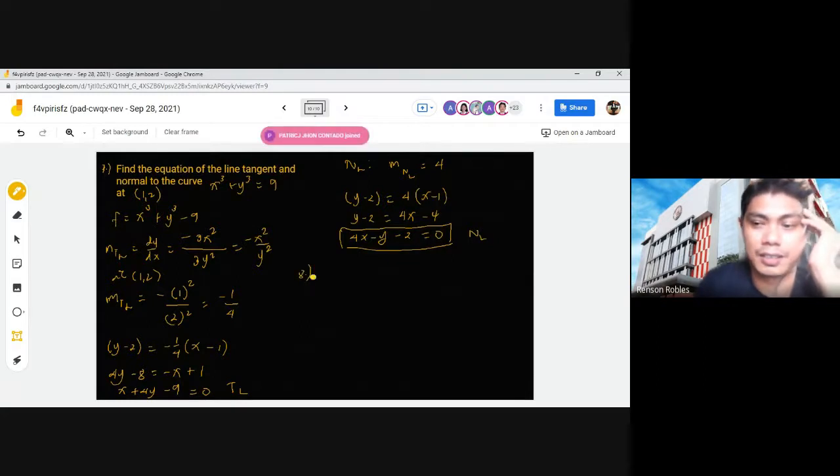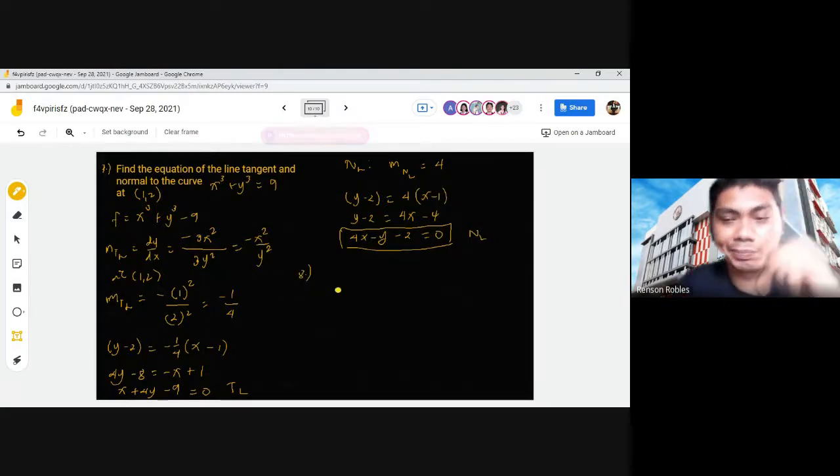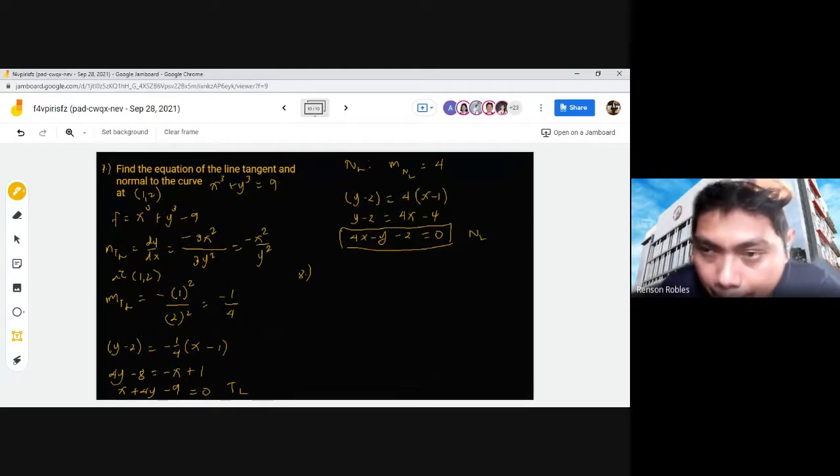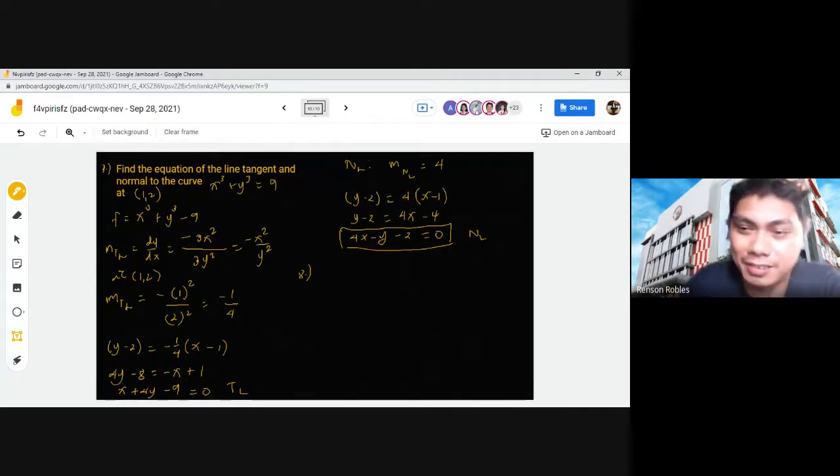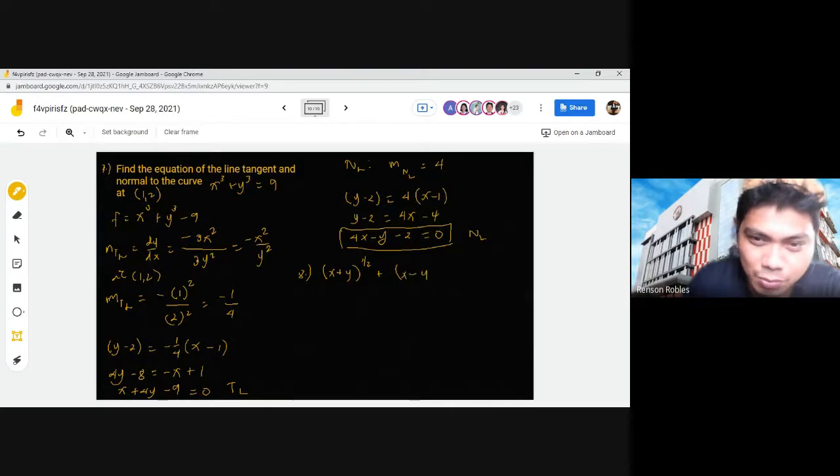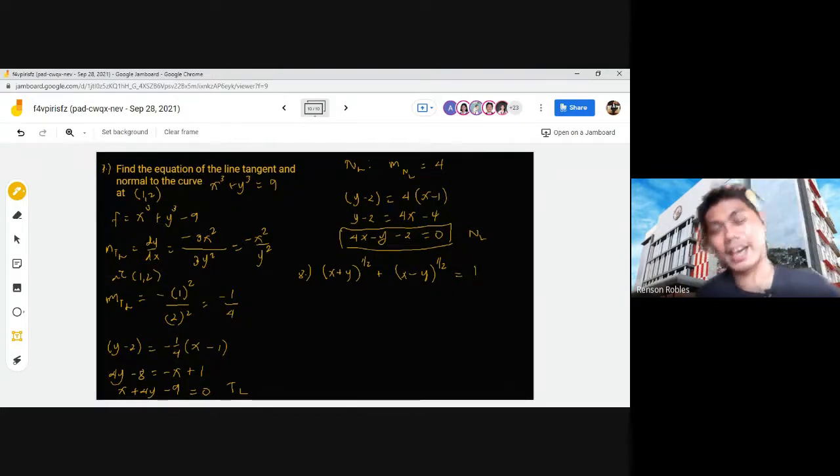Number 8. Let me see. Find. Okay. Sige, okay lang. Sige, ganito. Square root of (x plus y) plus square root of (x minus y) equals, say, 1. Yun na lang. Yeah, I think so. This is (x plus y) raised to 1/2, (x minus y) raised to 1/2. Yeah, pwede. Okay, find dy/dx.